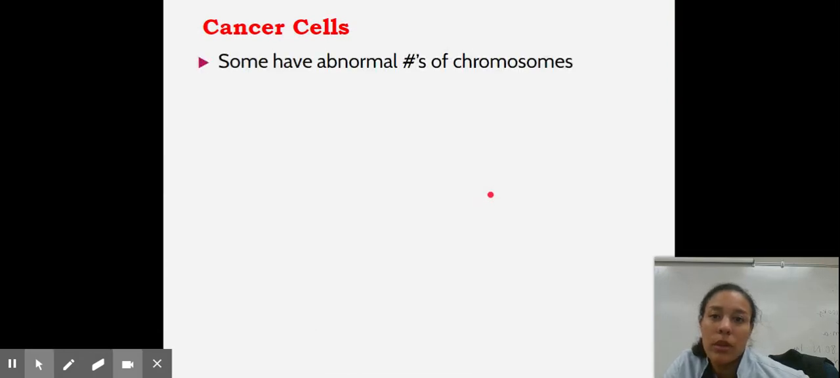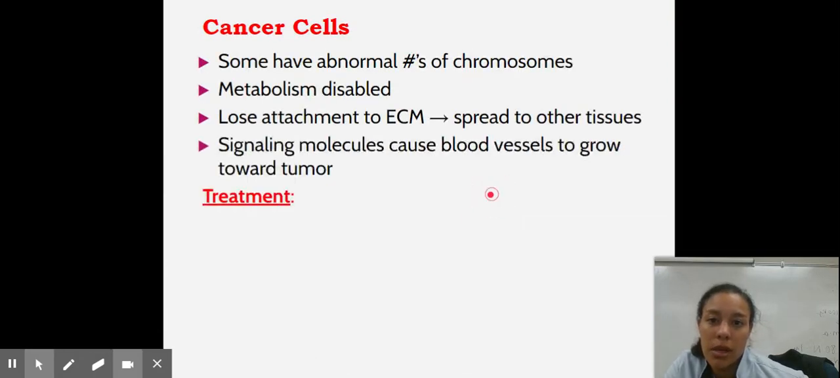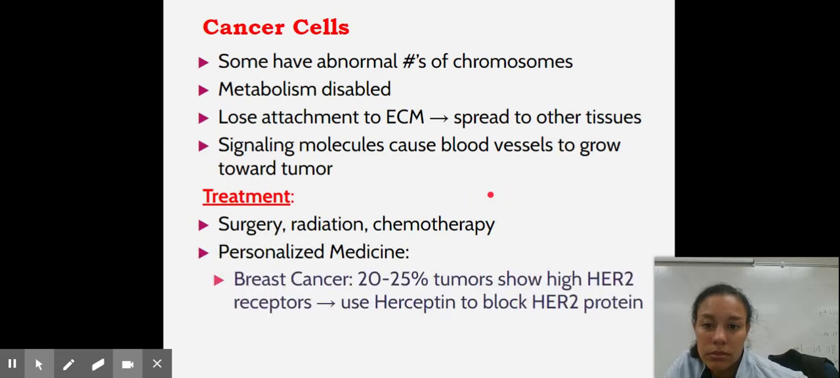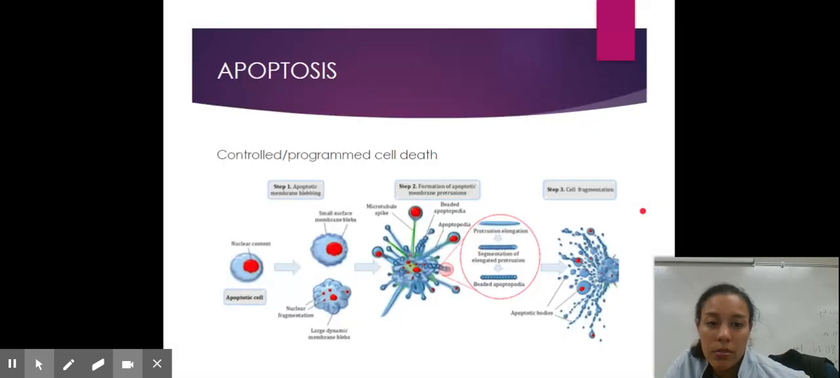So I'm going to just zip through here. There are other examples that go along with genes that function and malfunction that are associated to cancer. But this last piece is on apoptosis and describing what that is. And that is, again, controlled programmed cell death.